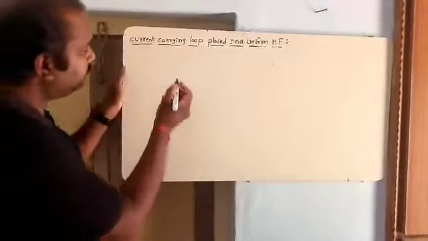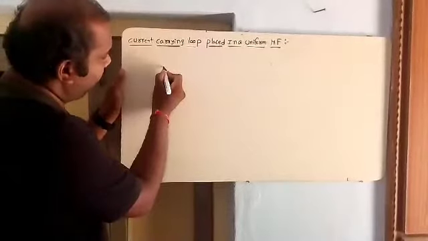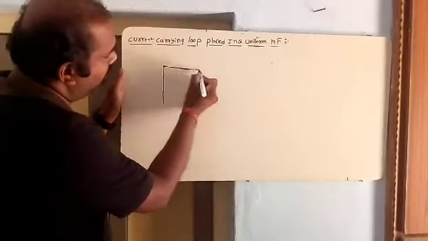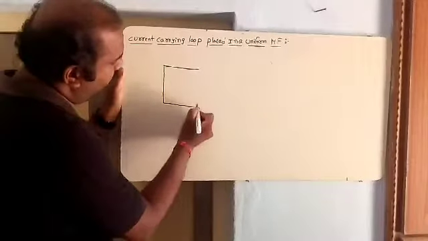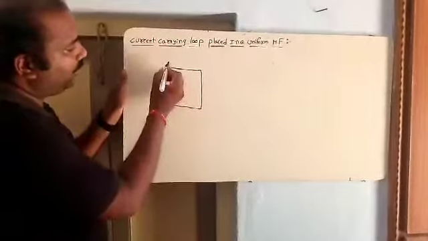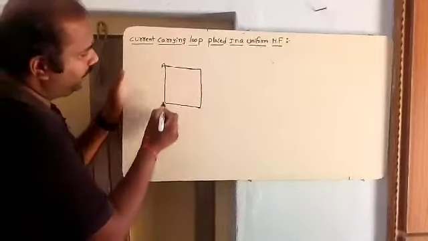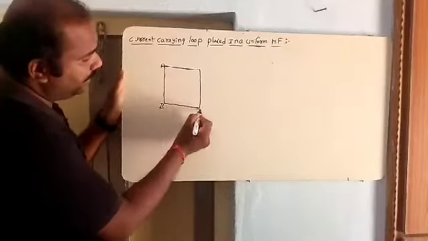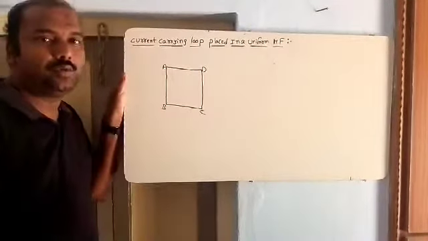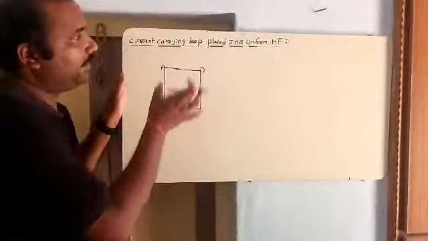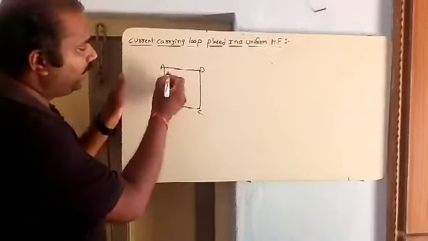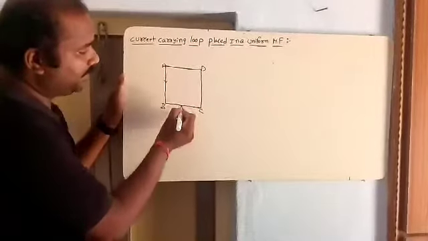Here I am taking one loop. That loop I am giving the name A, B, C, D. A, B, C, D is the loop which is placed in a uniform magnetic field. Now in that loop, the current I is passing.